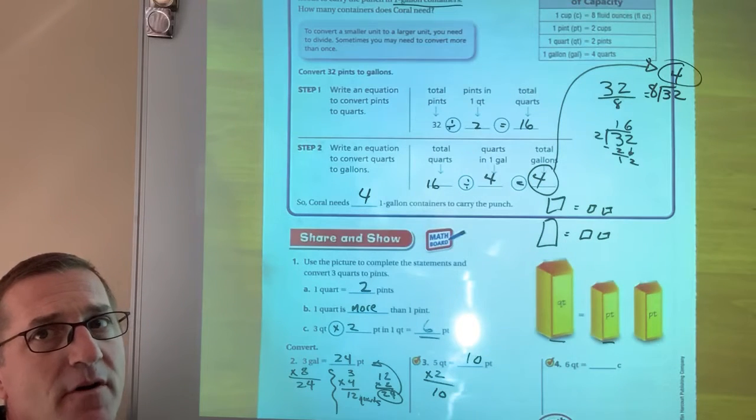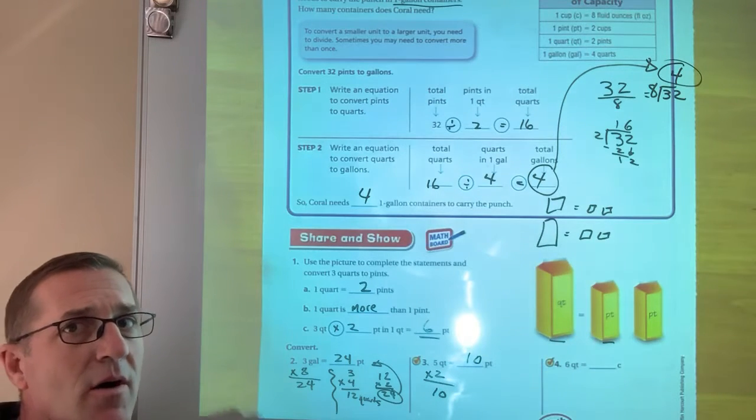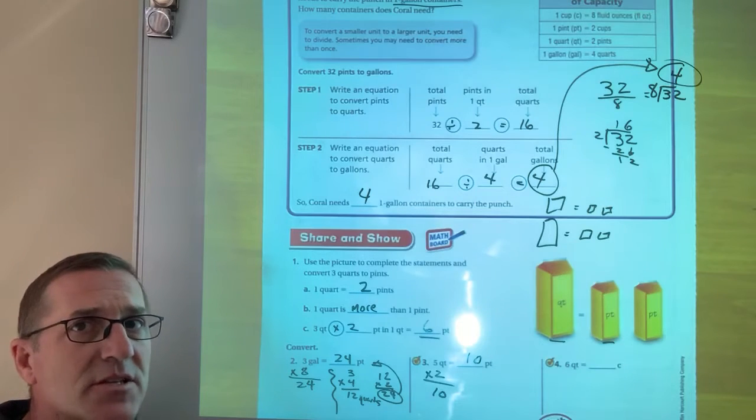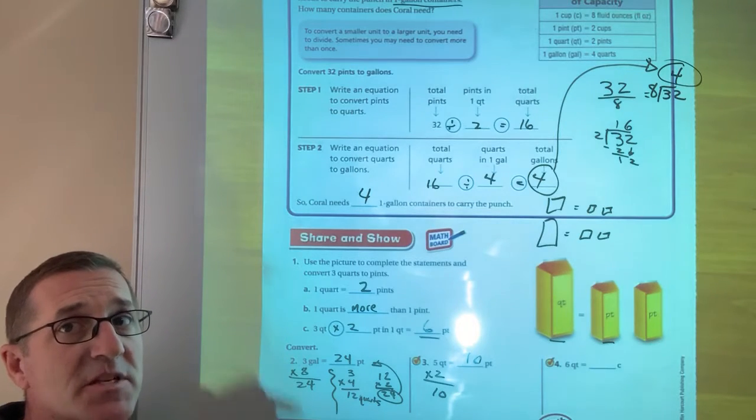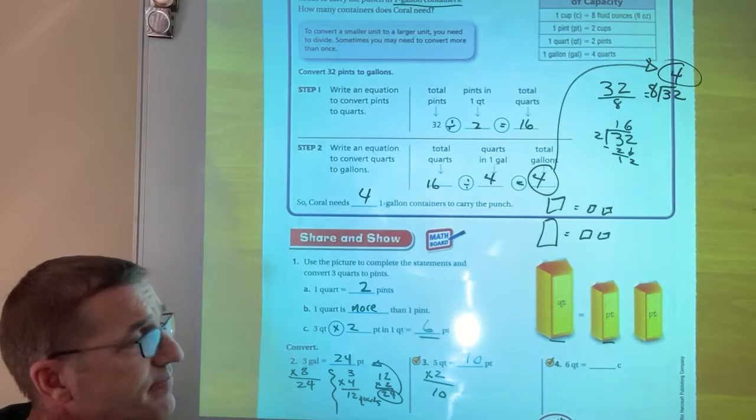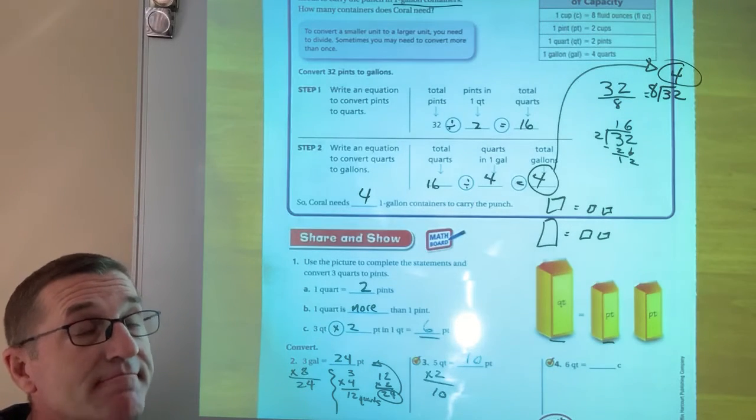Well, quarts and cups are far apart. So I want you to look at the chart, pause the film, look at the chart, and tell me what you think we should multiply by if we just wanted to do one multiplication problem. Because cups are smaller, I'm going to need a lot of them.